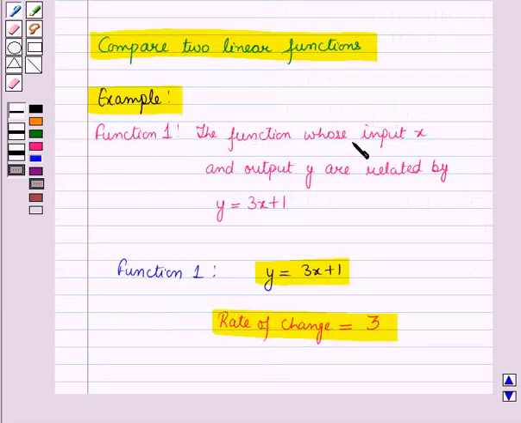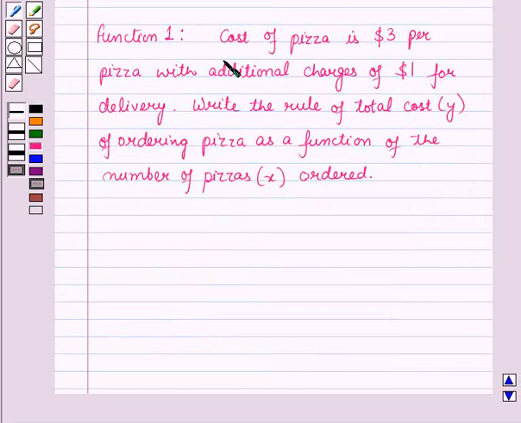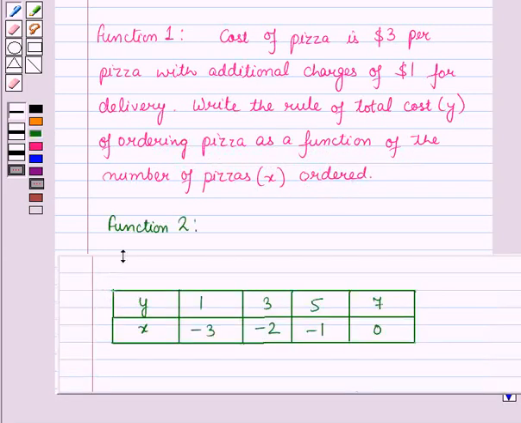Now this question can also be represented in statement form and in table. Here function 1 is written in statement form. And in function 1, it is given that cost of pizza is $3 for pizza with additional charges of $1 for delivery. And we have to write the rule of the total cost y of ordering pizza as a function of the number of pizzas x ordered. And function 2 is given in tabular form. Now we have to determine which function represents greater rate of change.